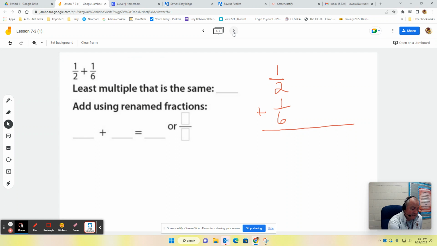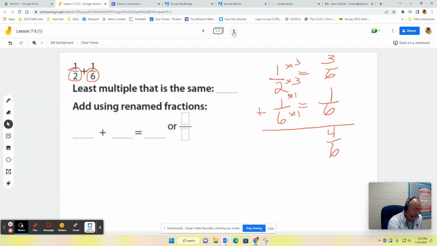Well, first question I'm asking myself is, can 2 go into 6? If my answer is yes, which it is, that tells me that 6 is my common denominator, and it is my lowest common denominator. 6 times 1 is 6. 1 times 1 is 1. 2 times 3 is 6. 1 times 3 is 3. And now I'm going to add these two together. 3/6 plus 1/6 is 4/6.